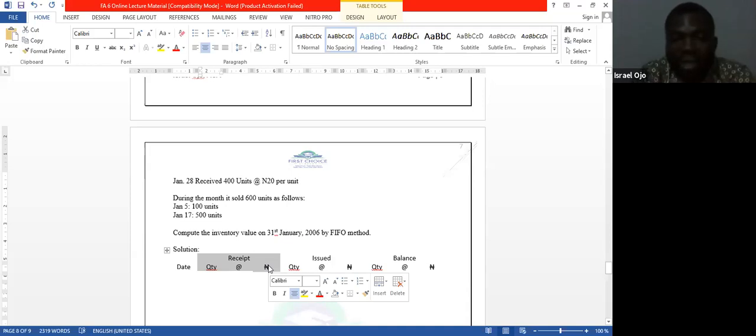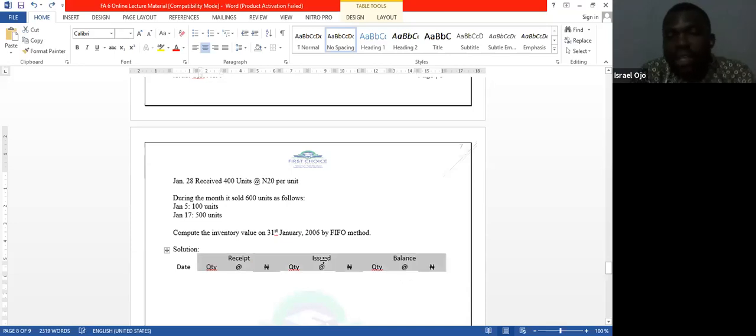Another one that we have there is issued. The issued is as a result of you issuing out, giving out, making sales to customers, or you returned any. That's issued. And then there is balance. Balance is what you have at a particular point in time. This is an example of record keeping under the perpetual method. You show the value when you receive it, when you issue it, and at a particular point in time, you can ascertain the balance of the inventory.